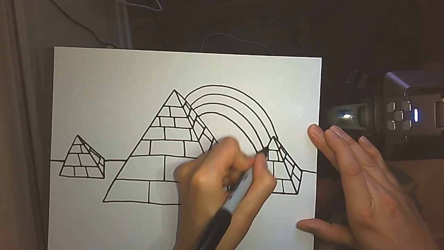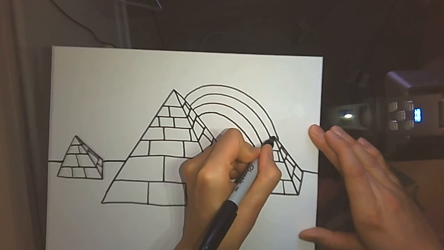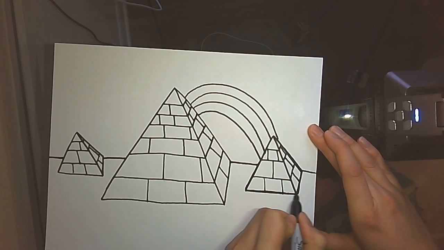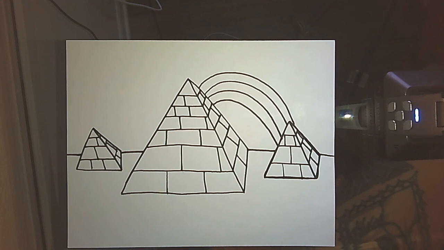Then I'll color that in one of the other segments where I show you guys how to use watercolors or some other sort of media. All right, guys. Well, there's your coloring sheet of the day.